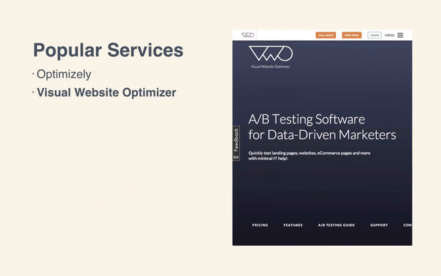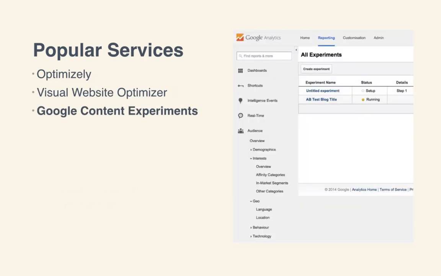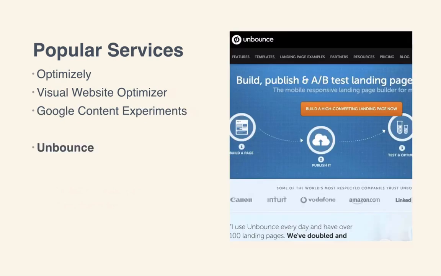Then there's Visual Website Optimizer, very similar. It's more expensive, $50 a month, and we're going to run through an example of this also. We're going to set up a test. Google Content Experiments. Now, this is part of Google Analytics now. It's free, and we're going to set up a test in a future lesson using Google Content Experiments too. A few other services, so they're the top three, and the ones we're going to look at here.